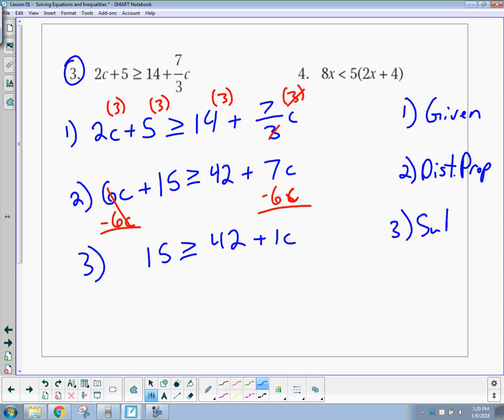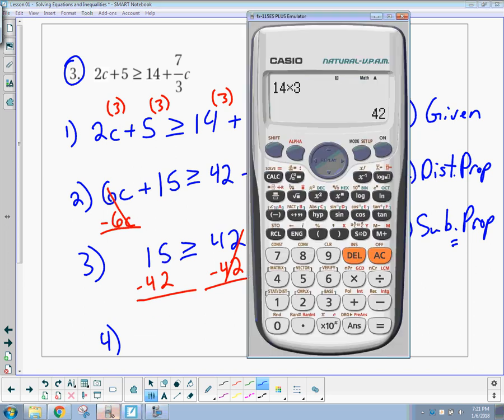So, now that we have the variables on one side, let's move our numbers. So minus 42, minus 42. Those cancel. Our next line is going to be 4. So 15 minus 42. Too late for me to do math. I'll just use my calculator. And we get negative 27.